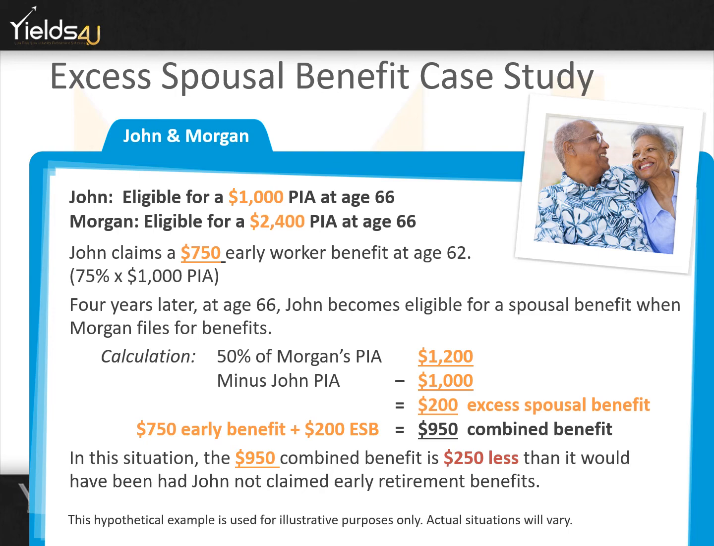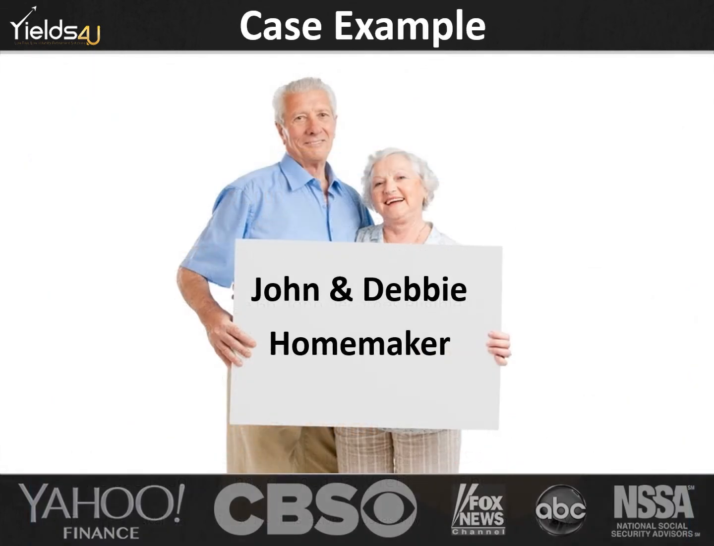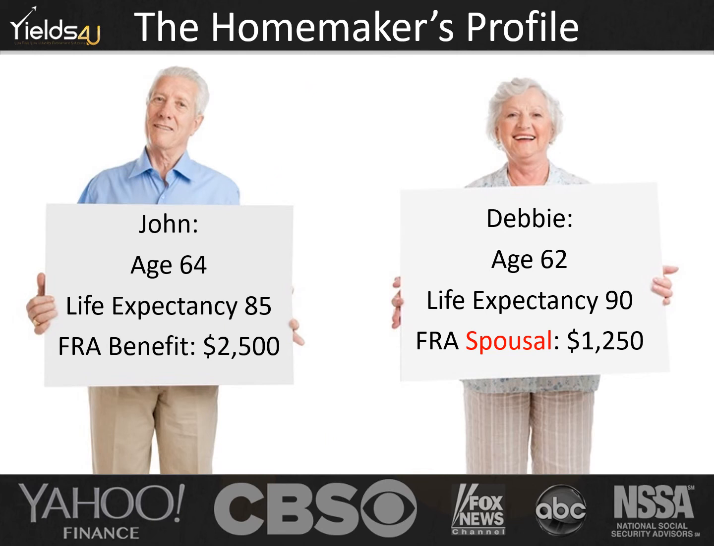Everyone, I'd like you to meet our lovely volunteers for tonight's demonstration. Give a warm welcome to John and Debbie Homemaker. John is a manager at an engineering firm, and Debbie was a stay-at-home mom for their 3 kids. John is 64, and we're going to assume he is going to live to the ripe old age of 85. And John's Social Security benefit at full retirement age is $2,500.